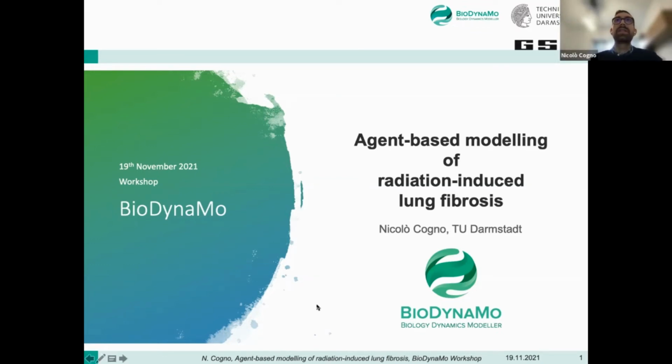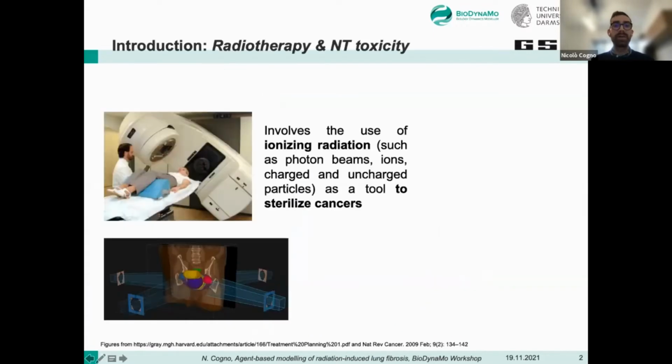My name is Nicola Cognin. I'm currently a PhD candidate at the Technical University of Darmstadt under the supervision of Professor Marco Durant, who's also leading the biophysics department at GSI. And in what follows, I'd like to give you a brief overview on the current state of agent-based modeling of radiation-induced lung fibrosis, which is the main focus of my PhD project.